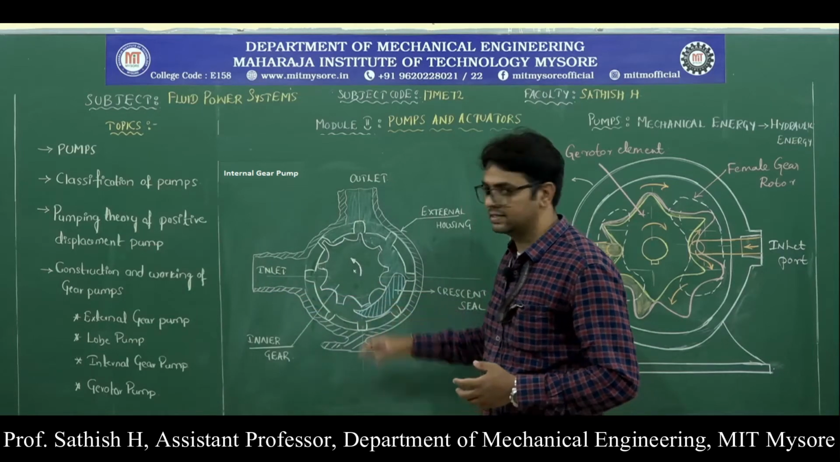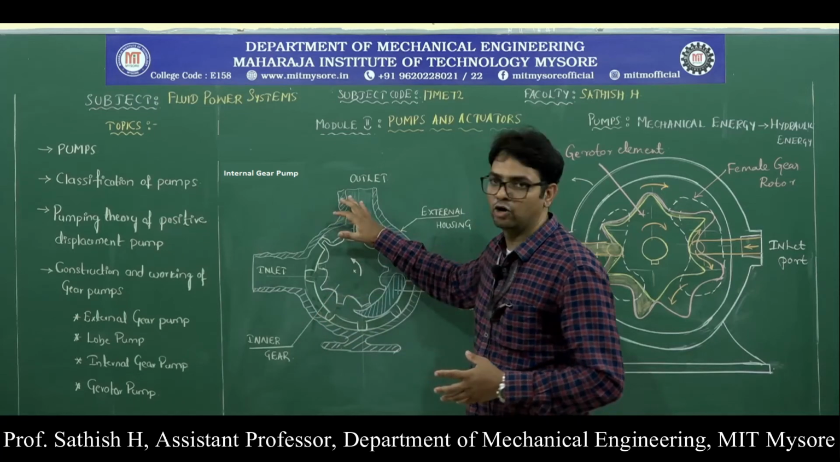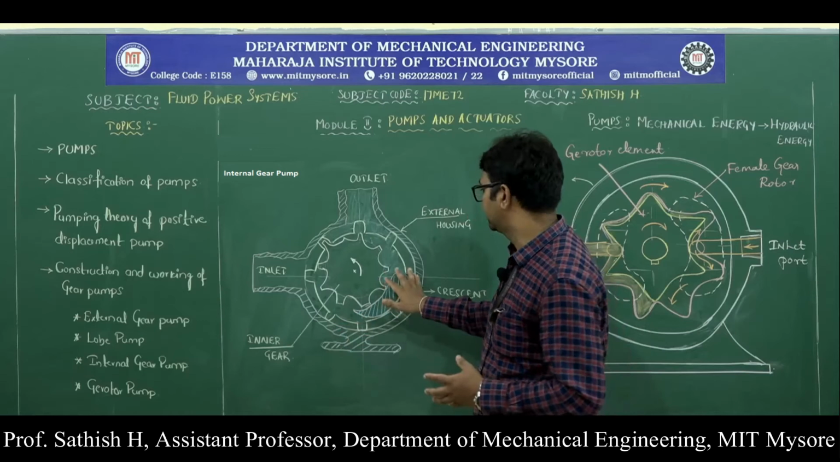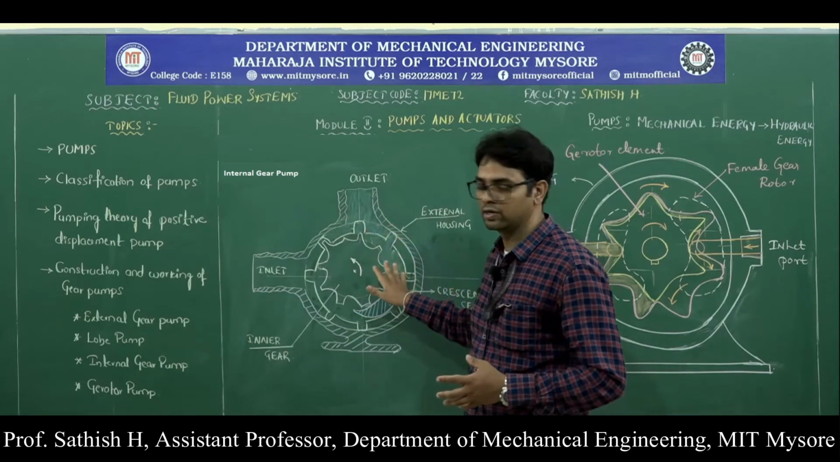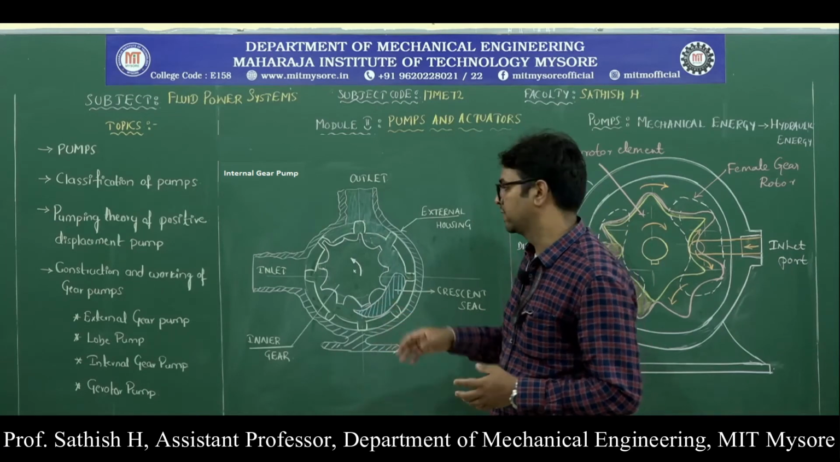This crescent seal acts as a seal between the inlet chamber and the outlet chamber. We can consider this portion as the inlet chamber, and this shaded portion in the blue color is called the outlet chamber. So this acts as a separation between them.